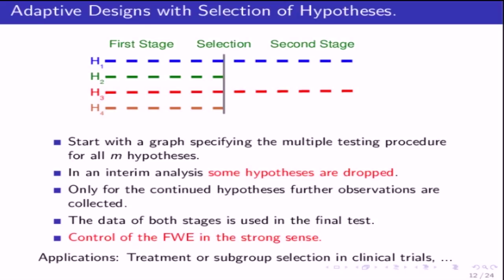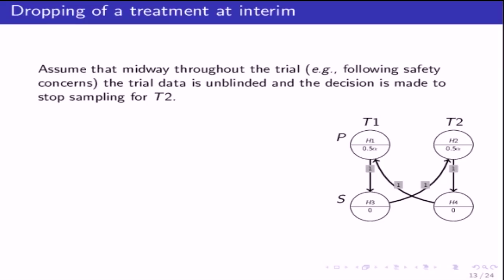So here we perform the interim analysis, and only for the continued hypotheses further patients will be collected. And in the final test, we would like to use the data of both stages, and also, as we have performed adaptations, the family-wise error rate should be controlled in the strong sense. So what are natural applications, for example, treatment or subgroup selections, designs in clinical trials?